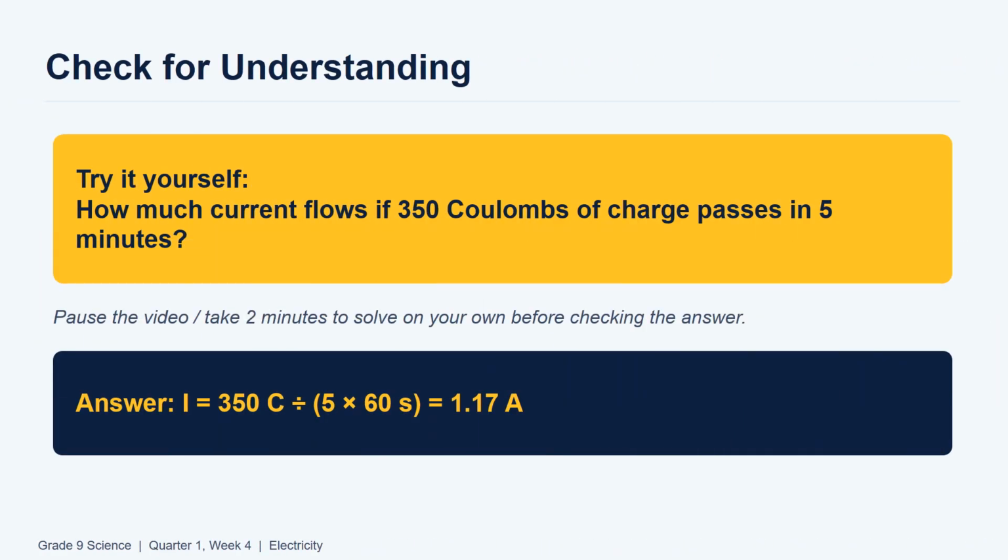Now it's your turn to try one on your own. Here's the question: how much current flows if 350 coulombs of charge passes in 5 minutes? Pause the video, or take about 2 minutes to work this out yourself before checking the answer. Ready? Here's the solution. I equals 350 coulombs divided by 5 minutes converted to seconds, which is 300 seconds. That gives us I equals 1.17 amperes. If you got that answer, well done. You've got a solid grasp of the current formula.